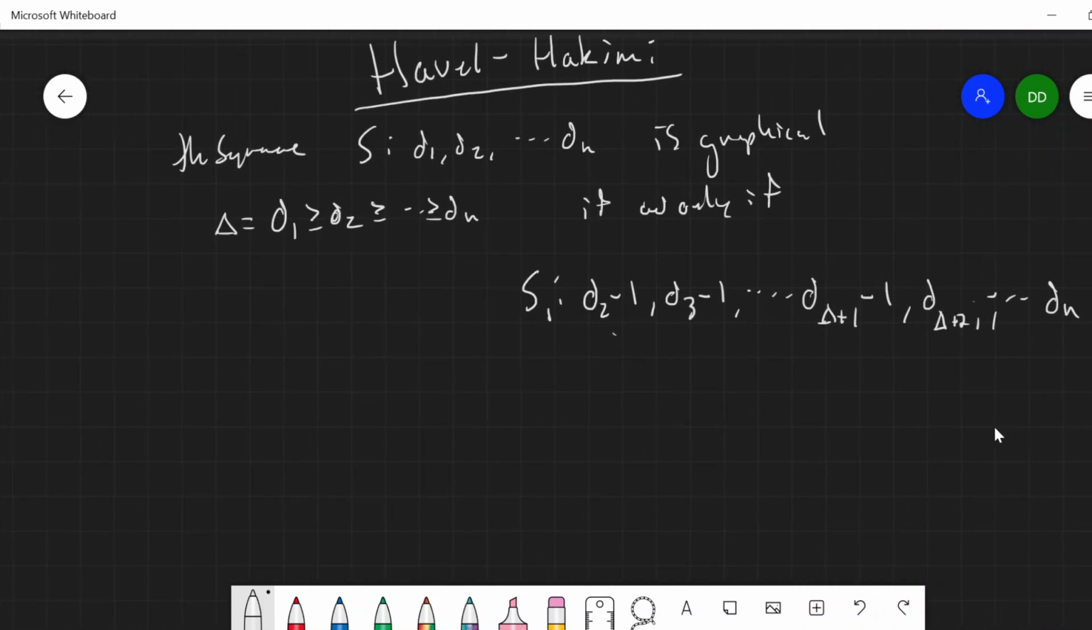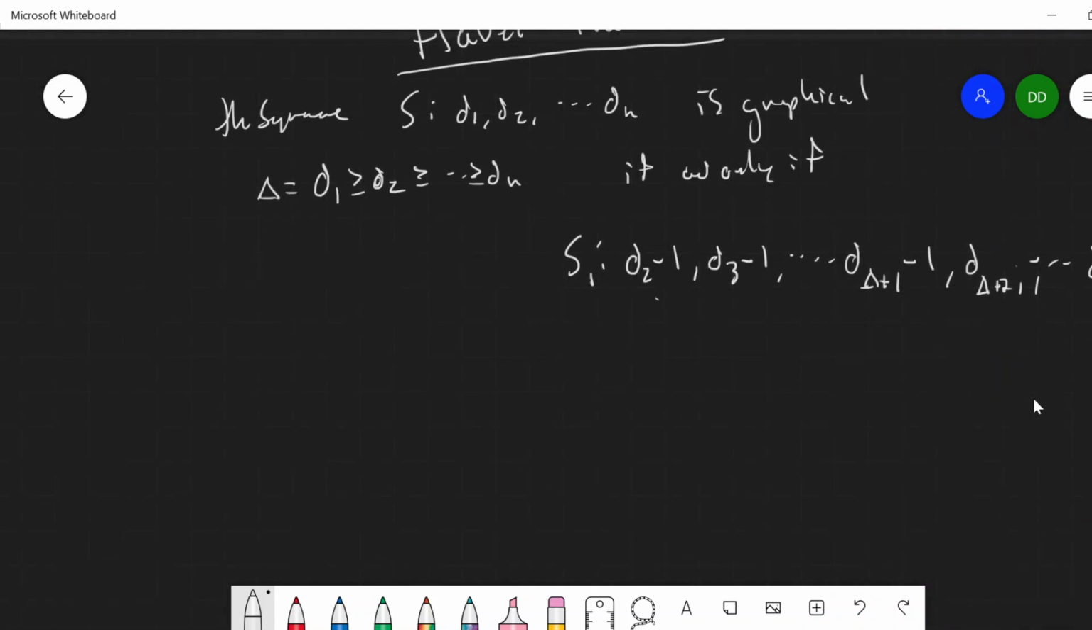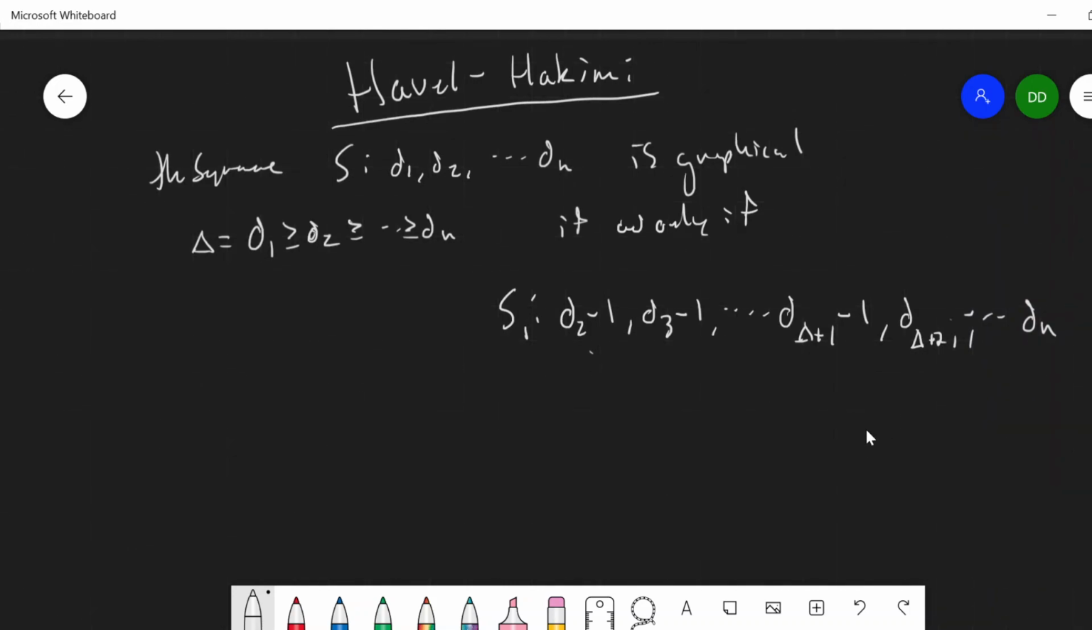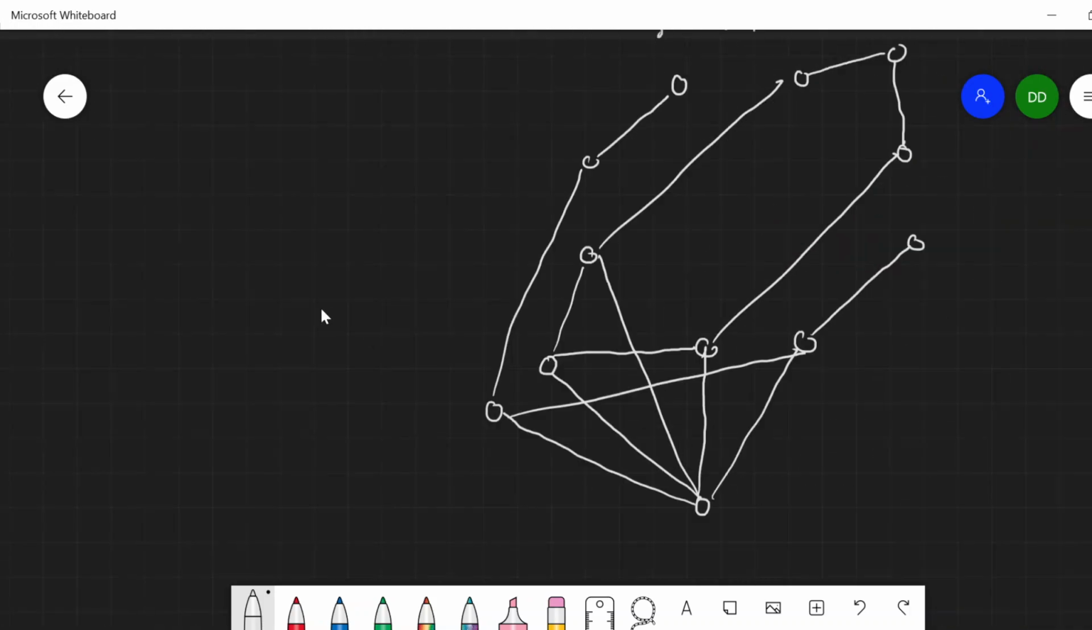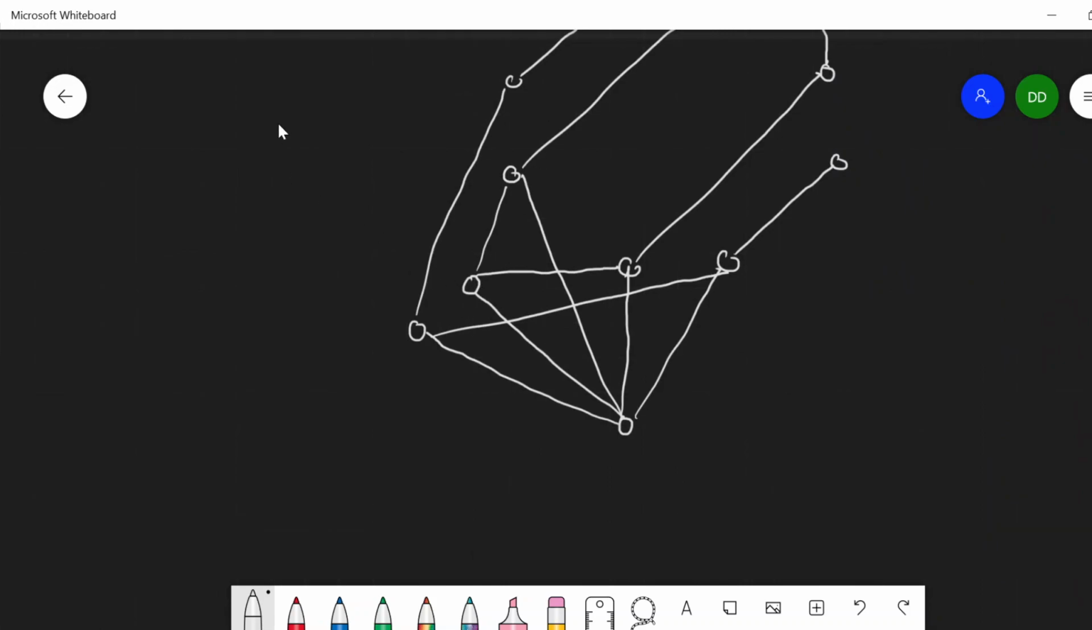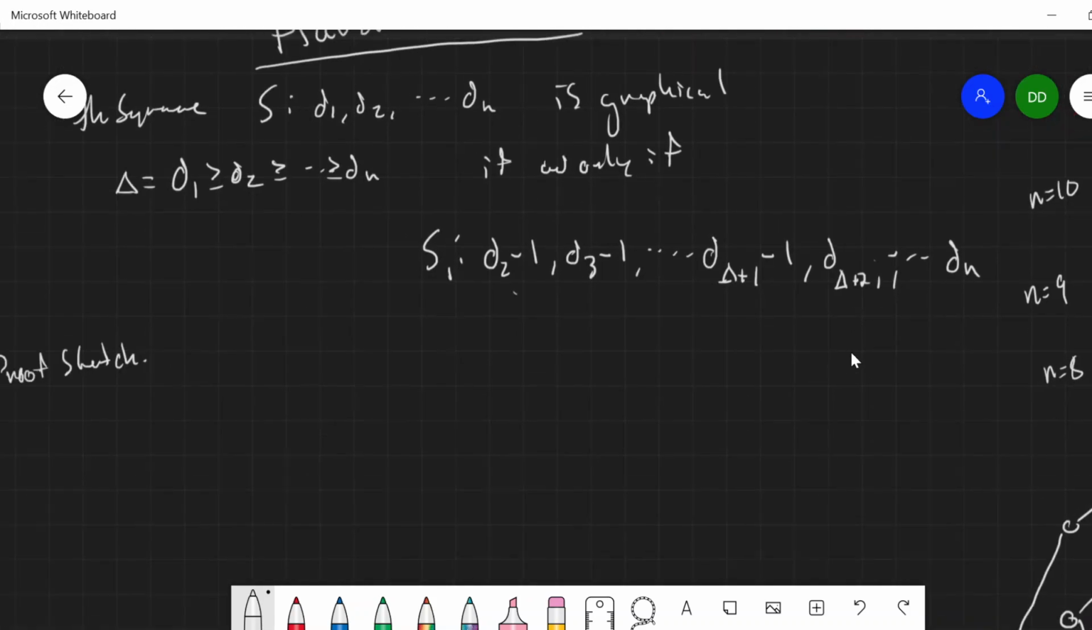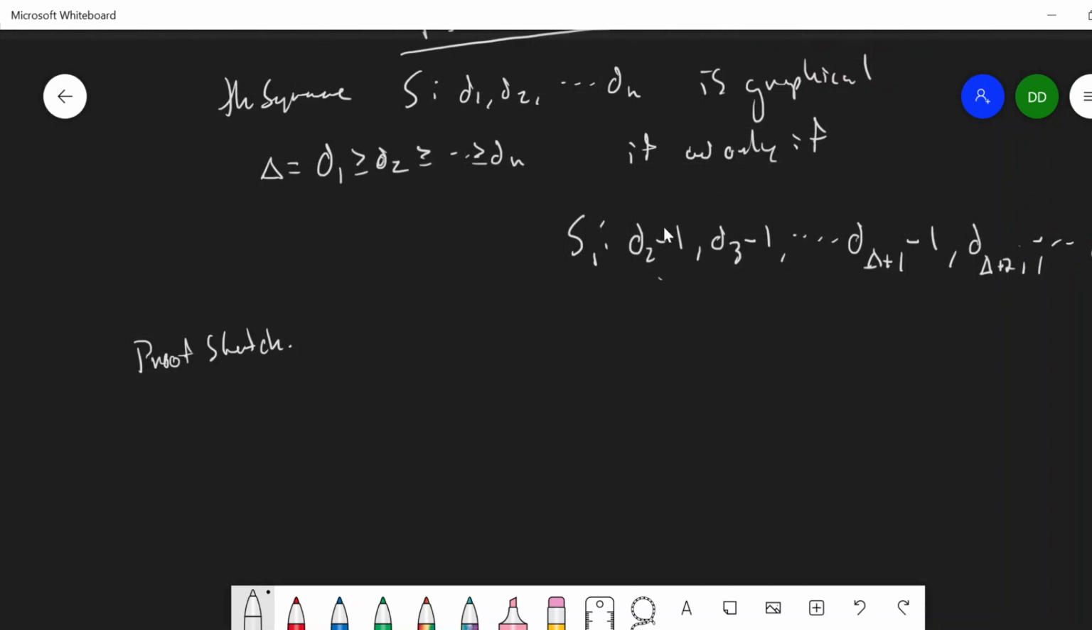Okay, so why is Havel-Hakimi's theorem true? If we know this is graphical, how do we know this one's graphical? And what about the other direction? So again, proof sketch. Well, doing this thing I was just describing down here where we add a new vertex and make it adjacent to the rest, I can do that with this degree sequence S1. So we'll do the backwards direction first. We'll assume S1 is graphical.